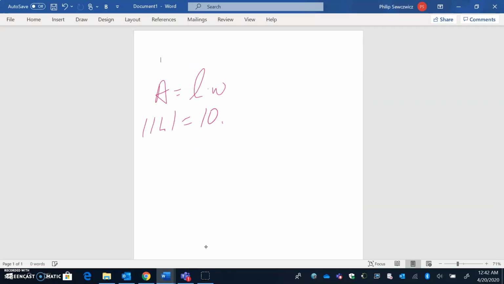So 10 and 1/10, and I've got to multiply that times the width. So I could divide both sides by 10 and 1/10, and then I can punch that into my calculator to figure out the width. So yeah, don't be afraid to write things out when you end up solving something.